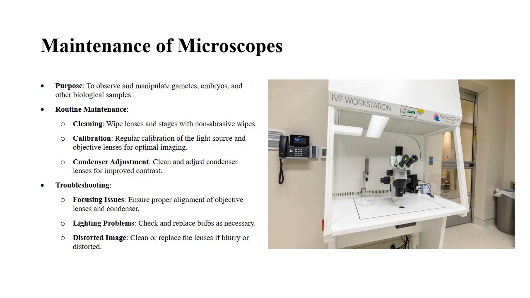Illumination: replace bulbs or LEDs when they begin to dim to ensure optimal viewing of samples. Troubleshooting. Focusing issues: if images are not sharp, check if the objective lens is properly aligned or if the condenser is positioned correctly. Lighting problems: if the light source is dim or flickering, check the bulb, power supply, and light intensity controls. Distorted image: if the image appears distorted, inspect the objective lenses for dust or damage.